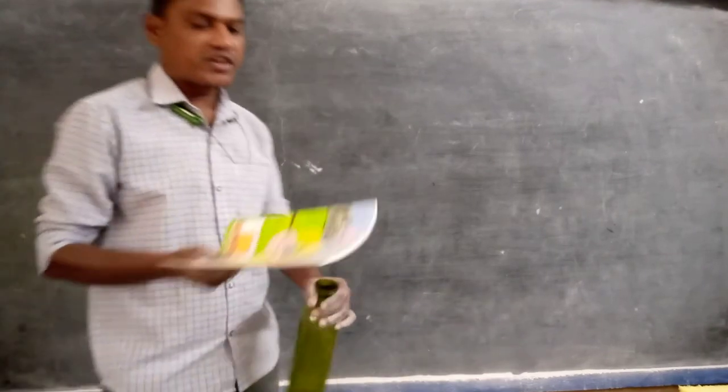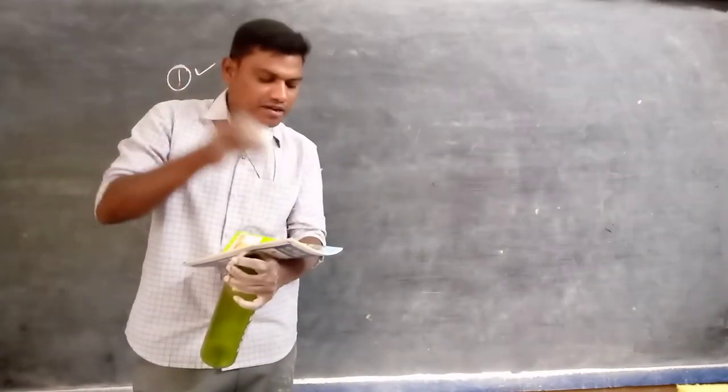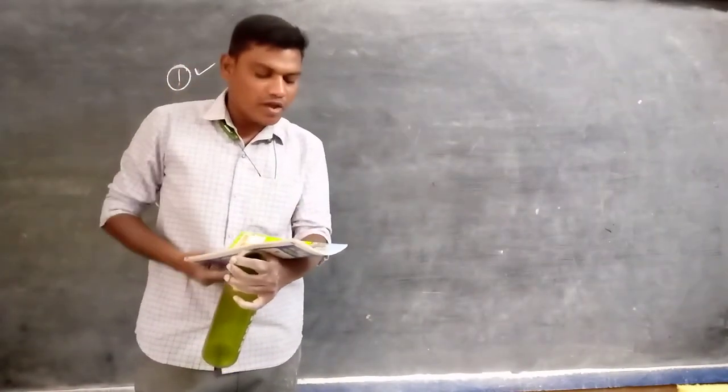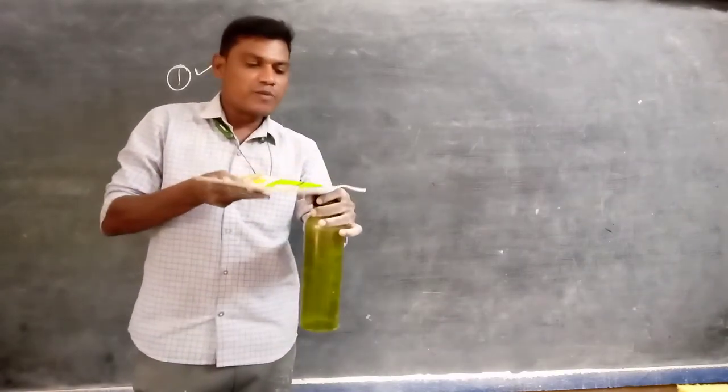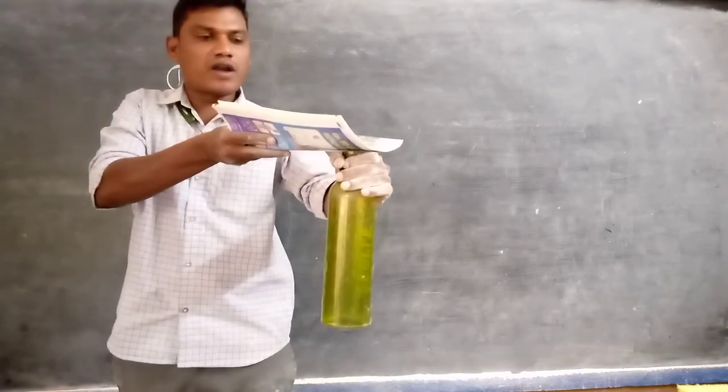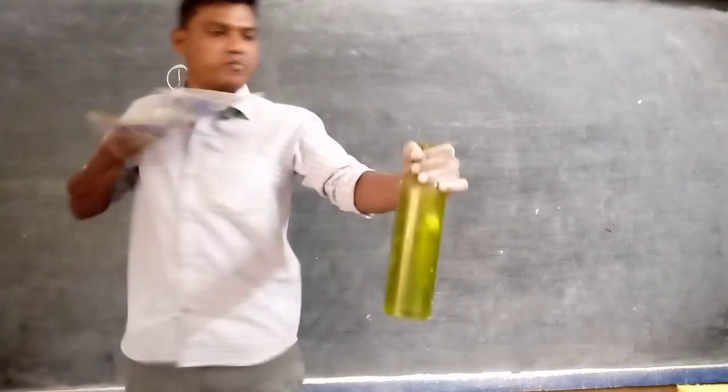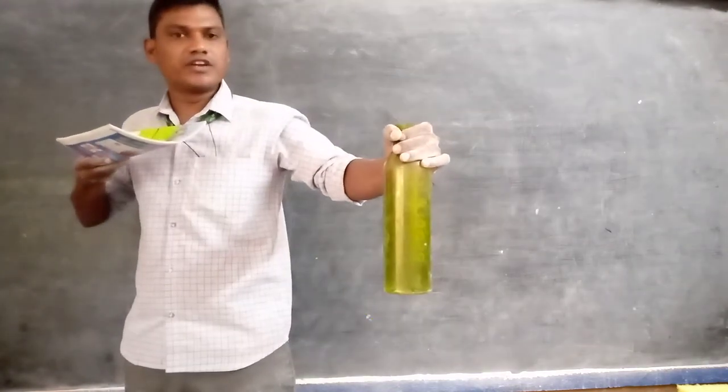So once again, listen very carefully. I will take a coin. The coin is placed over the book, and further the book is placed on the mouth of the bottle. Now you sharply pull the book. The coin will fall into the bottle.